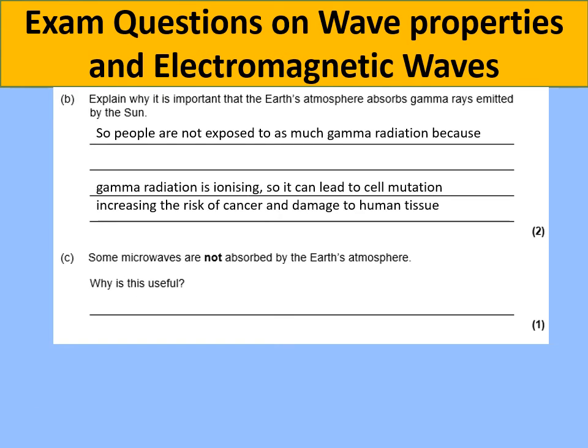Question 3b is still on the electromagnetic waves topic. Explain why it is important that the Earth's atmosphere absorbs gamma rays emitted by the sun. Well, we know that gamma rays are harmful. They are ionizing radiation, so we can say that so that people are not exposed to as much gamma radiation, because gamma radiation is ionizing, which means that it can knock electrons out of atoms, so it can lead to what we know as cell mutation, which can increase the risk of cancer and cause damage to human tissue.